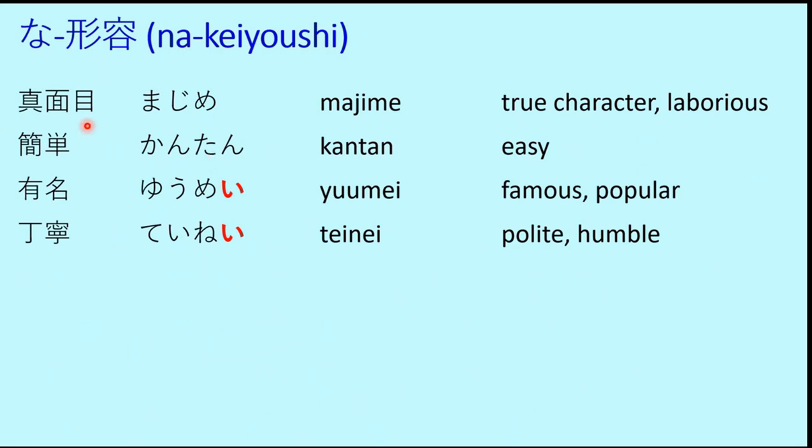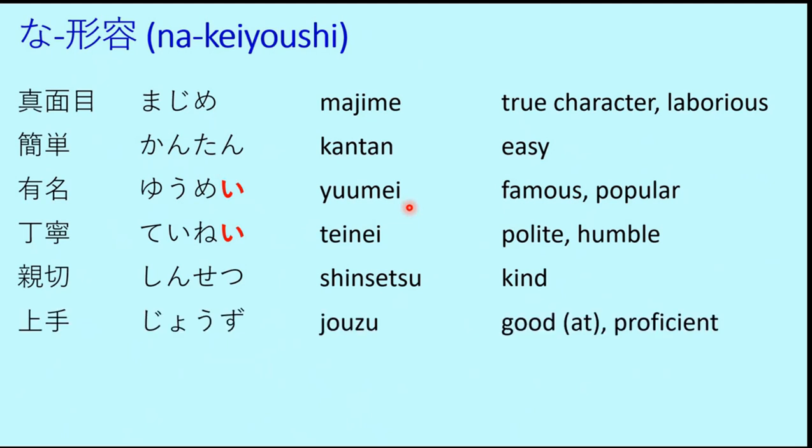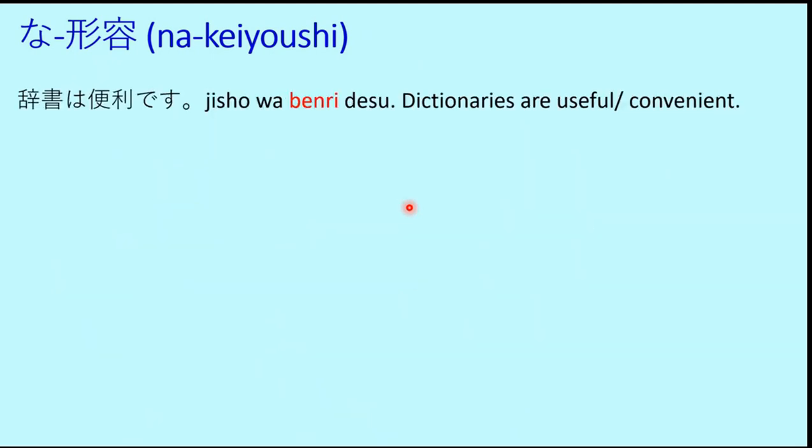So again, Yumei and Teinei, these are exceptions because these end in the E syllable. And ideally, these should have been part of the i-keiyoshi. But since these are not Japanese origin words, these have been put in the na-keiyoshi category. Shinsetsu, kind. Jozu, good at or proficient in. Suteki, stylish, nice. So now let's look at some examples involving na-keiyoshi, that is na-adjectives.